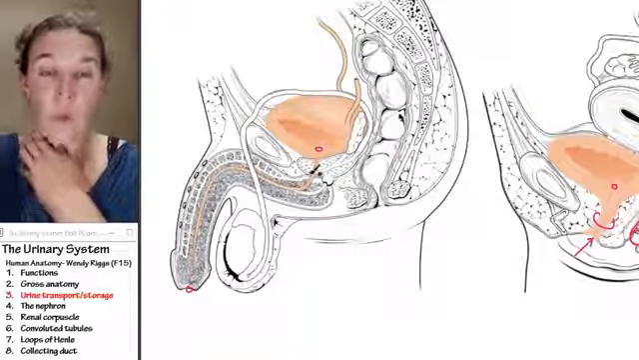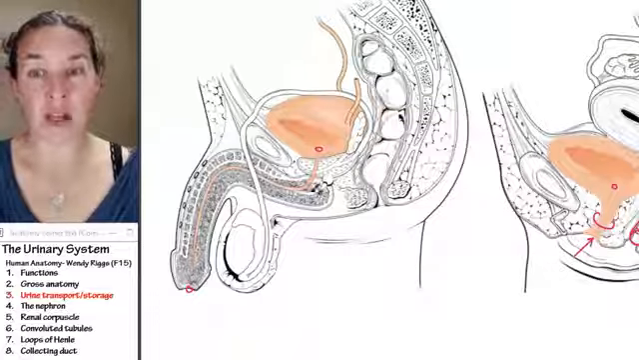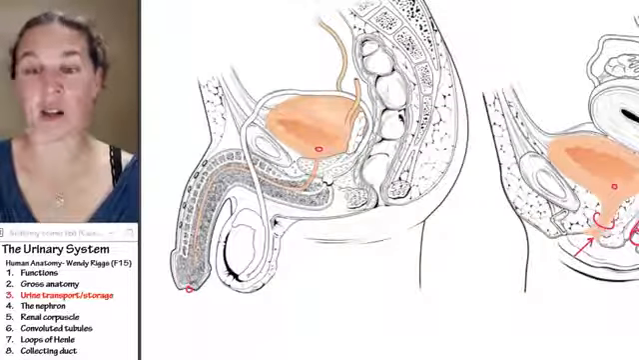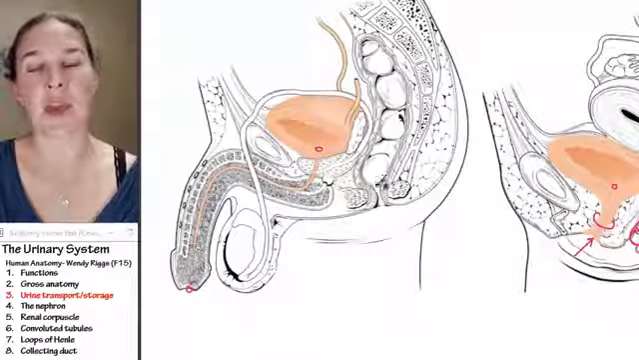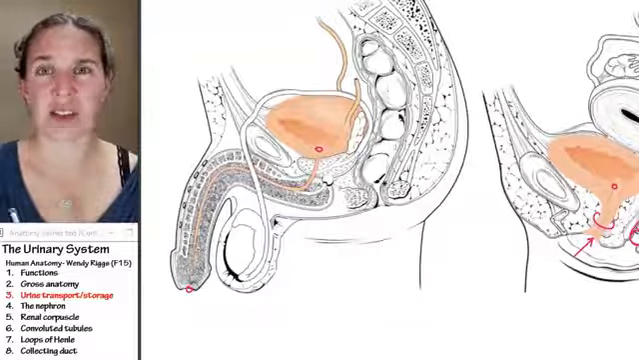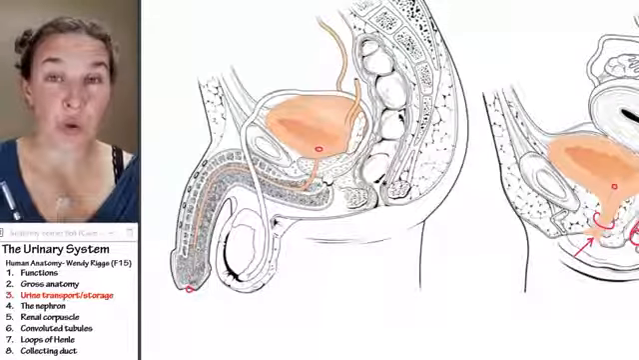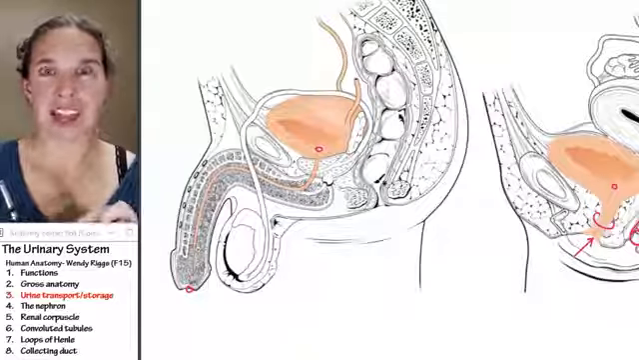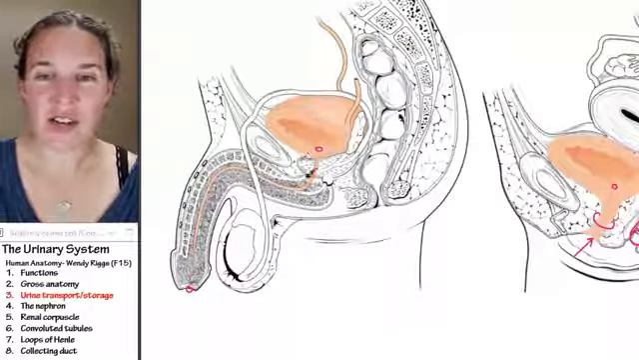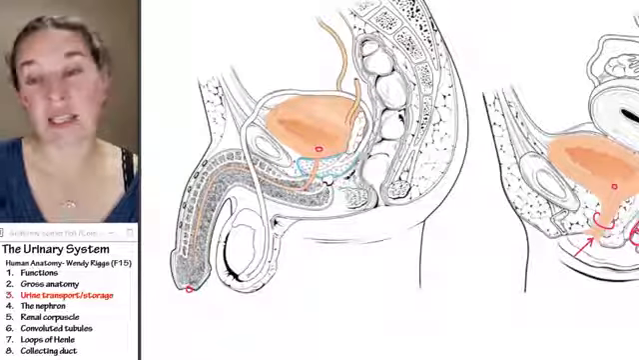Now, before we go anywhere else, we need to know that the male urethra actually has 3 parts. 2 of them are illustrated nicely here, and 1 of them is sort of missing. The urethra is all one tube, but depending on what structure it's passing through, it gets a new name. I'm going to tell you that this structure right here that I'm coloring in blue is the prostate gland.